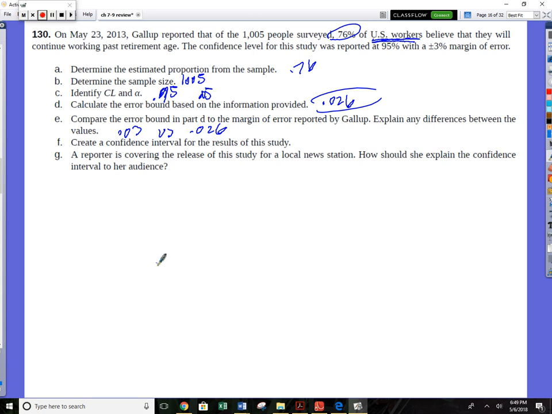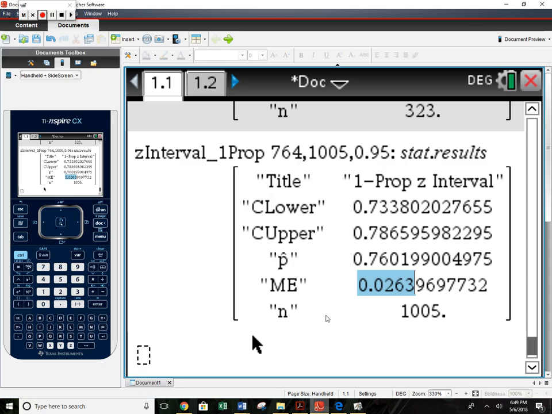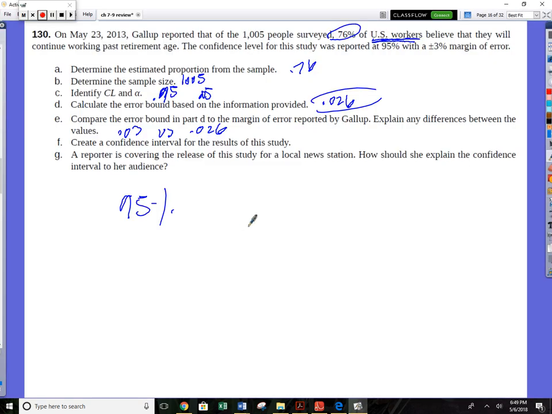So we believe with 95% accuracy that the true proportion of U.S. workers is between 0.73 and 0.79. Anywhere from 73% to 79% of all U.S. workers believe they're going to have to work past retirement.